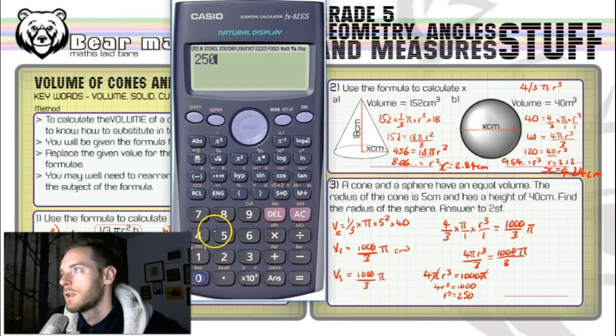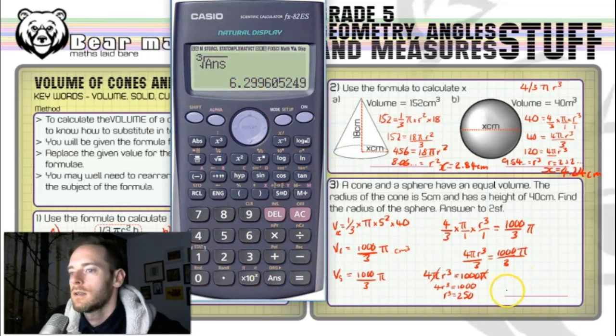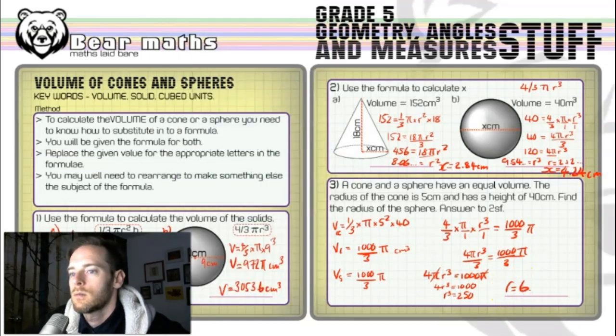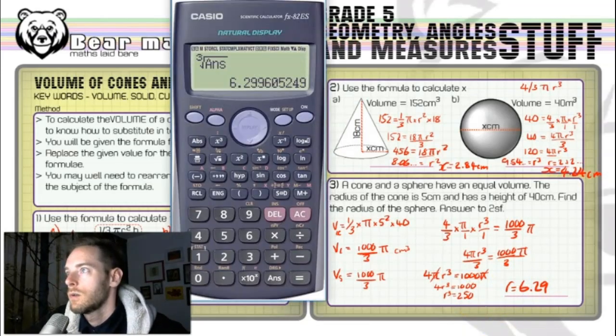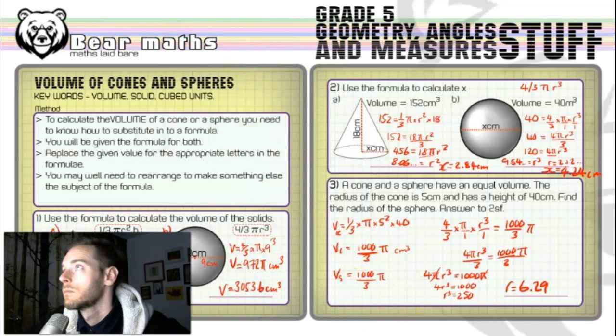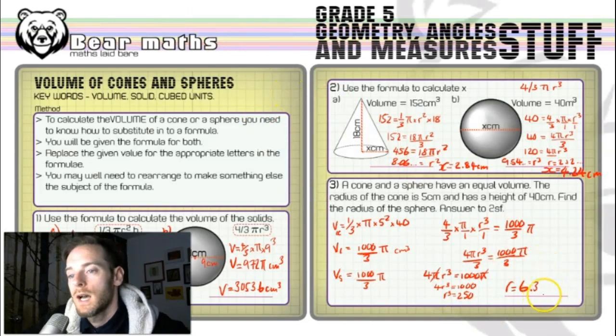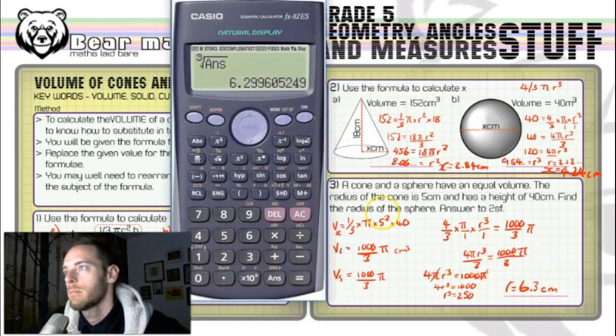So 250, shift cube root, the answer equals 6.29. So r equals 6.29 something something something, but I'll round it to, oh, that's annoying, 6.3 I'm going to round it to. Didn't really pay attention to what the next number was, but 6.30 would be a good degree of accuracy to round that off to, and that would be in centimetres. Okay, now we could always check to see if that gave us a sensible answer by substituting it back into the formula.